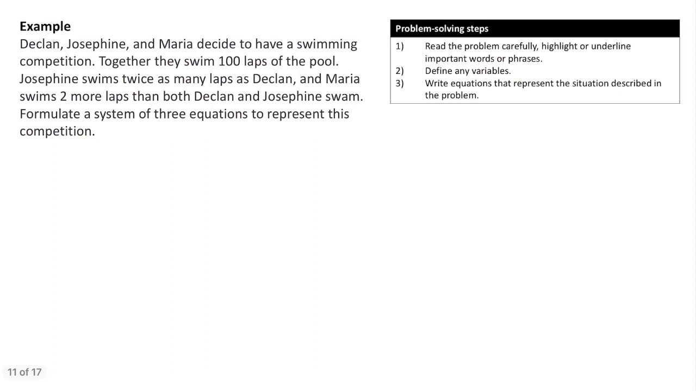So now let's try this example. So Declan, Josephine, and Maria decide to have a swimming contest. So together they swim 100 laps of the pool. Josephine swims twice as many laps as Declan, and Maria swims 2 more laps than both Declan and Josephine swam. Formulate a system of 3 equations to represent this competition.